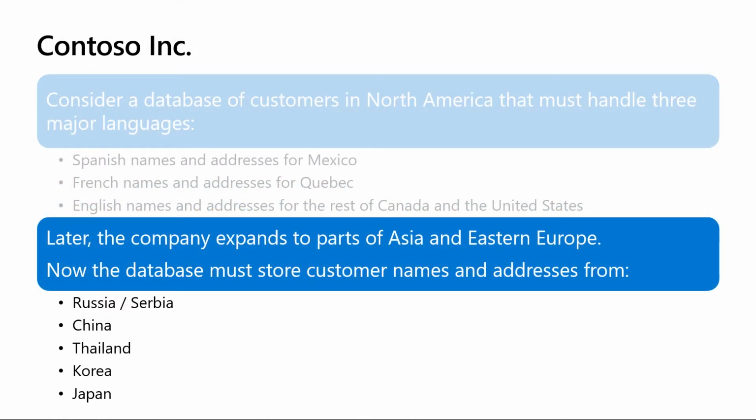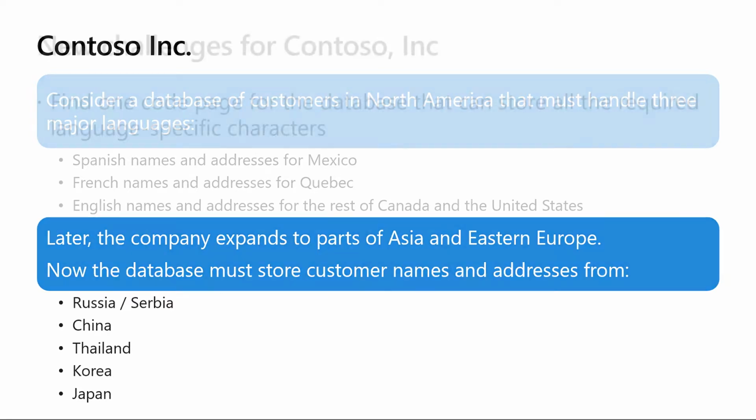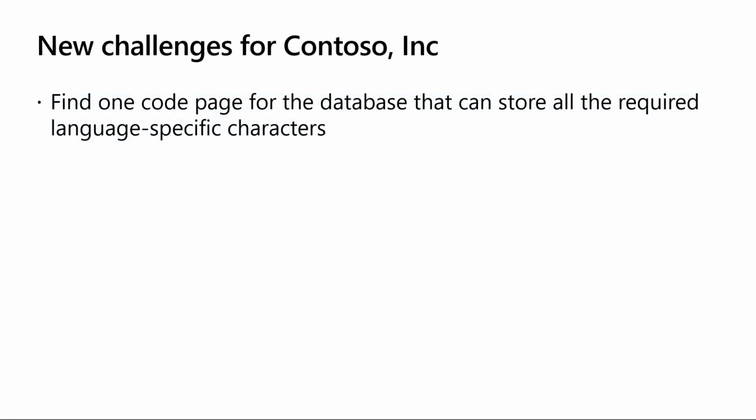So let's go back to the Contoso company. They have been set for many years with customers only from North America, Latin alphabet, everything is fine. However, later the company expands to parts of Asia and Eastern Europe, and now the same database must start storing customer names and addresses from Russia, China, Japan, and other countries, which have a different alphabet. They don't use the Latin alphabet, which means that the character set that's attached to the code page that was chosen for the database no longer suits them. Here are the new challenges for Contoso. They need to find a code page for the database that can store all the required language-specific characters that they now are onboarding. That's difficult in itself.